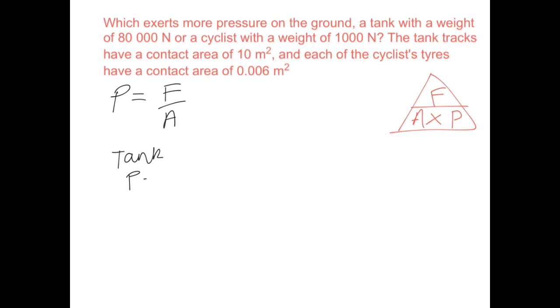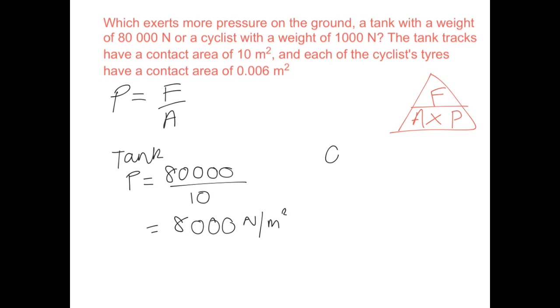So its pressure will be its force, and obviously that will be the 80,000 newtons. Why? Because weight and force have the same units, so that is newtons, and therefore we can use them interchangeably. So that's 80,000 divided by the area, which I've been told is 10. And here's the answer: 8,000 newtons per meter squared. Now let's look at the cyclist.